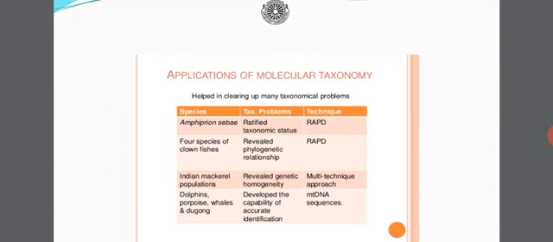Likewise, Indian mackerel populations, a kind of fish populations, revealed genetic homogeneity, and they have been resolved by a multi-technique approach. Likewise, dolphins, porpoises, whales and dugong, they had difficulty in accurate identification, and that has been resolved by mtDNA sequences.